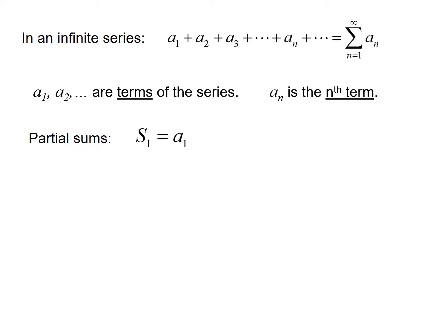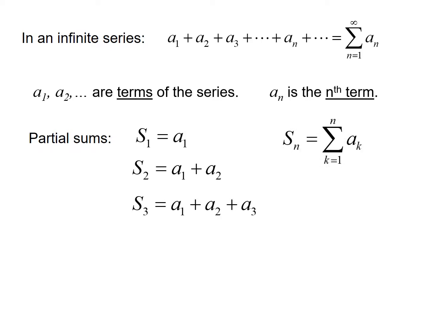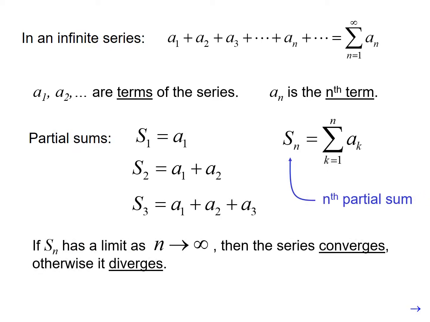So if we take s sub 1, that's the sum of the first term. S sub 2 is the sum of the first 2. S sub 3 is the sum of the first 3. We could look at s sub n, and that's the sum of the first n terms. So we call that the nth partial sum. And as n gets really big, as n approaches infinity, if s sub n has a limit, so if s sub n approaches some number, we say that the series converges. Otherwise, we say that it diverges.